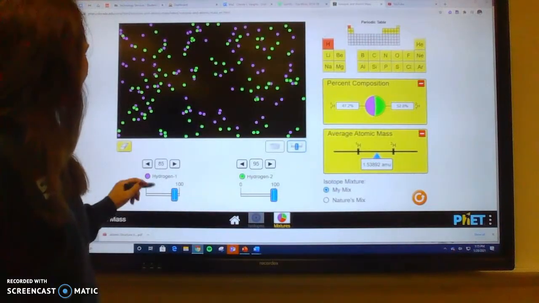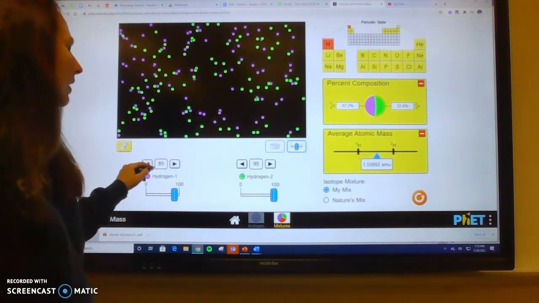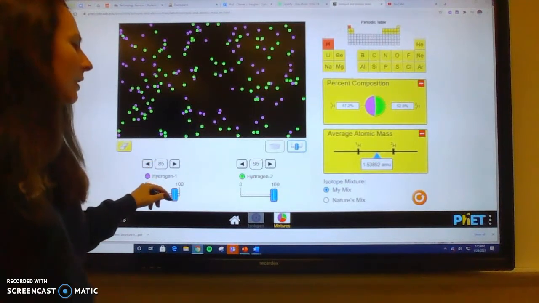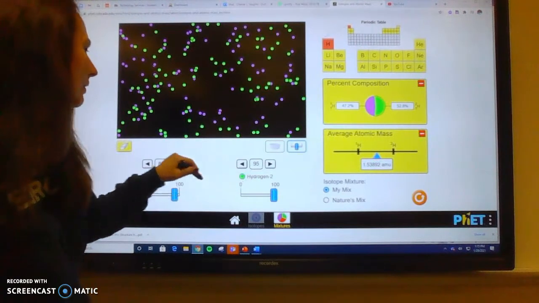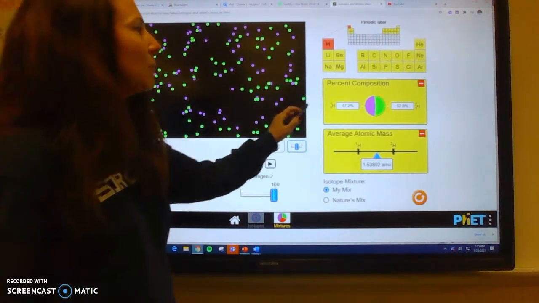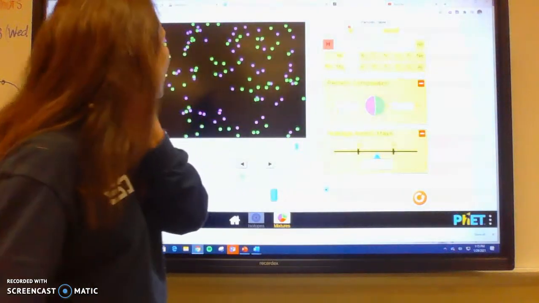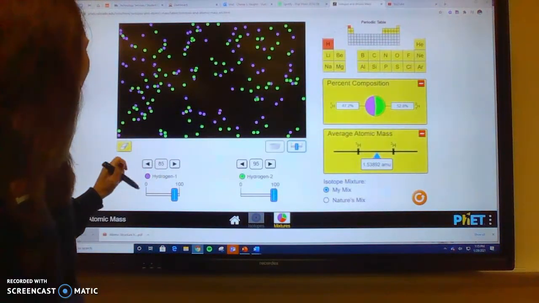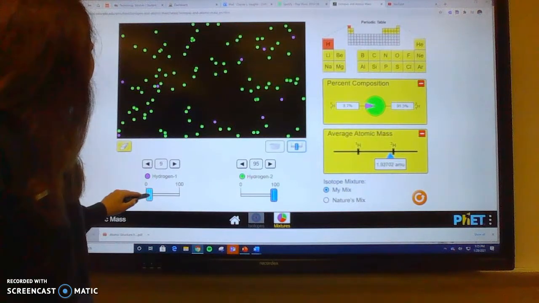So we have different isotopes. Notice this one is 85 hydrogen atoms and hydrogen 1, and then this is 95 hydrogen 2 atoms. Okay, percent composition is almost half and half. So let's change this up a little bit. Let's do something a lot lower.